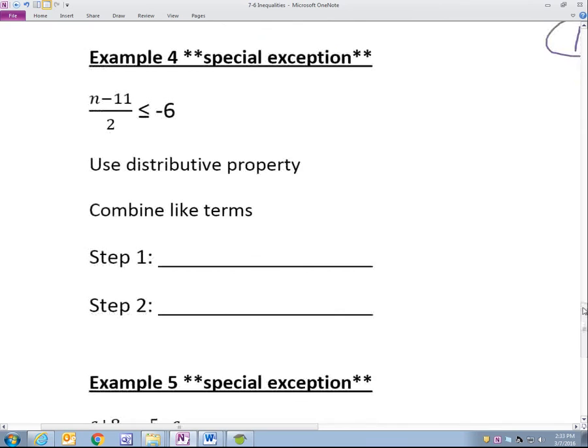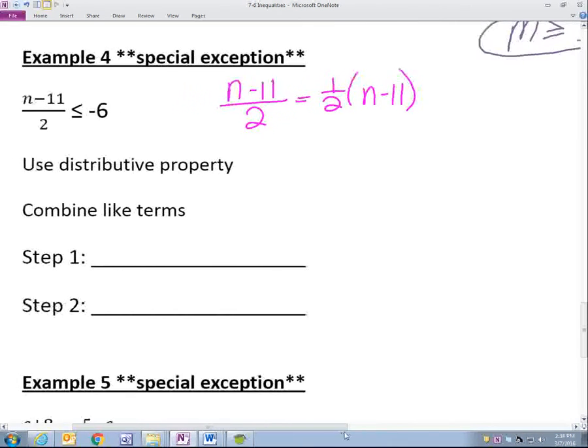So I want you to recognize, stop talking, I want you to recognize that n over 2 minus 11 over 2 is equal to 1/2 times the quantity of n minus 11. Those are equivalent, because if you were to distribute that 1/2 into those two, it would be that. So let's put that in practice.